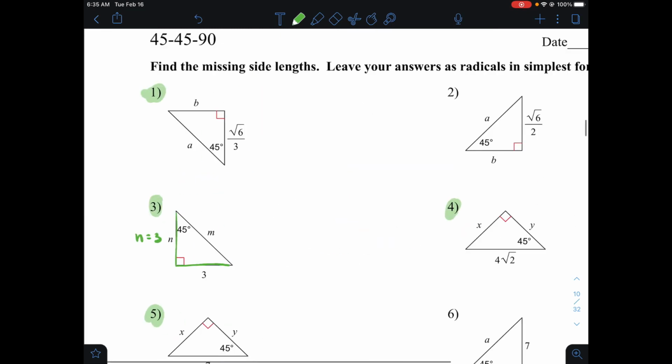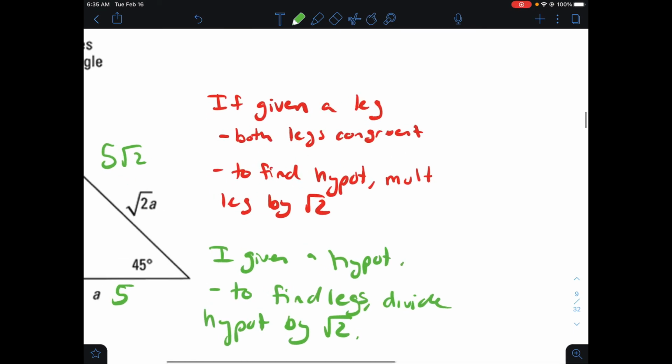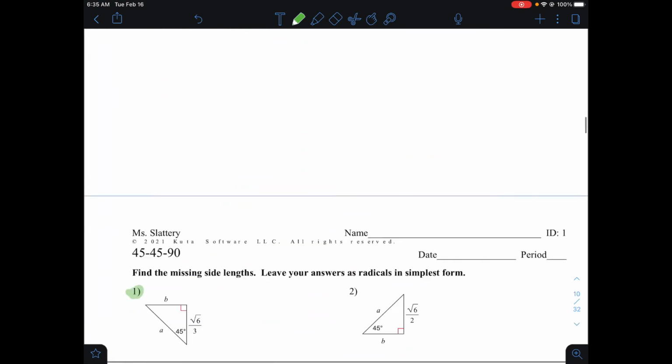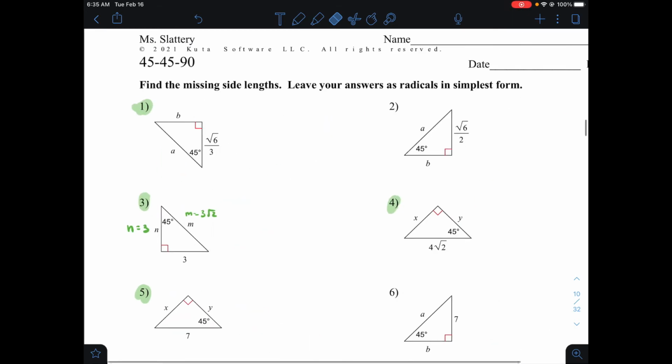And then I need to find my hypotenuse. How do I find my hypotenuse? It says to find the hypotenuse, you're going to multiply your leg by root 2. Cool, my leg is 3. M is going to be equal to 3 root 2. Simple enough, right? Not terrible. Things do get more complicated with radicals, as we'll see, but not the worst.